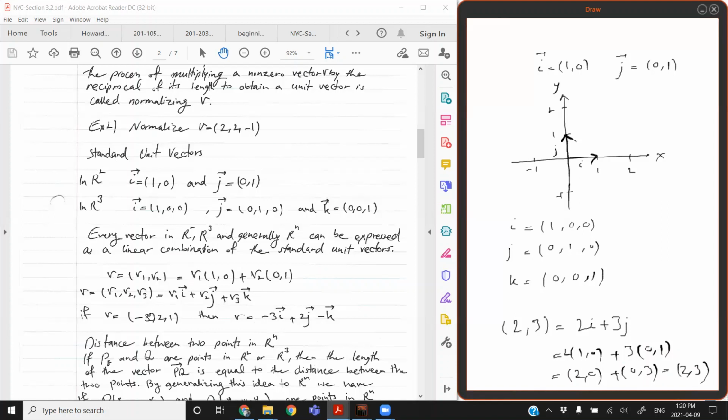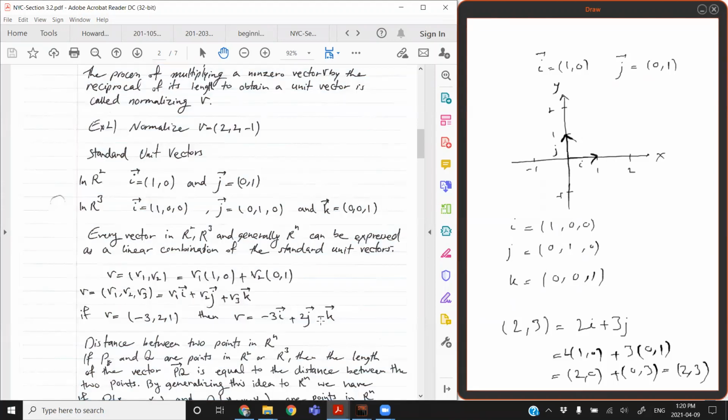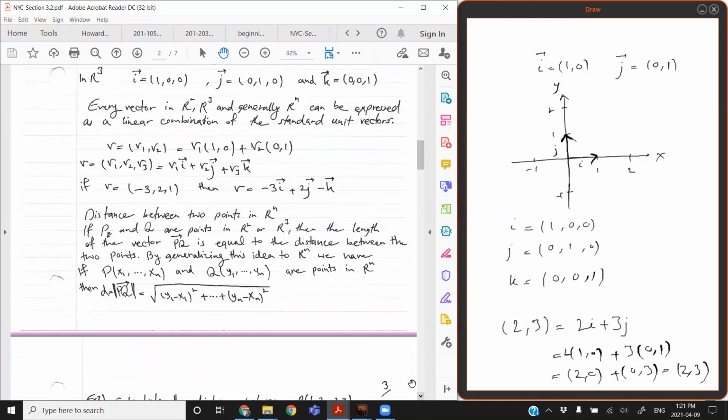So for example, this vector here, negative 3, 2, 1, which is a vector from R3, can be written as negative 3i plus 2j plus 1k. It has to be plus 1k. That's a mistake here because that's a positive 1. So it has to be plus k. Make sense?